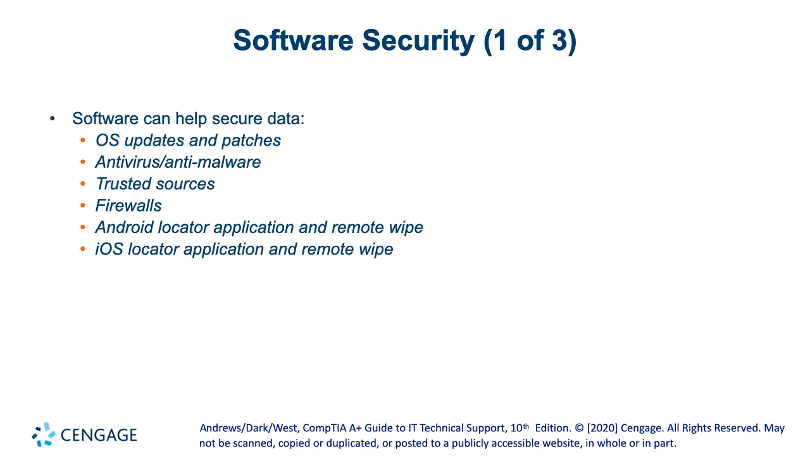And then you can secure data using some software, right? You need to make sure your OS gets updated. There's antivirus and anti-malware for your mobile devices. Download apps only from trusted sources. You can install and configure firewalls. You can have the Android and iOS locator application and remote wipe. You can remote wipe your device if it were lost or stolen.